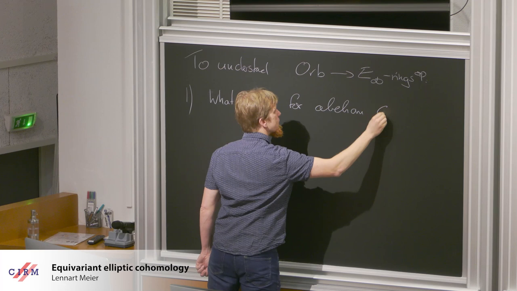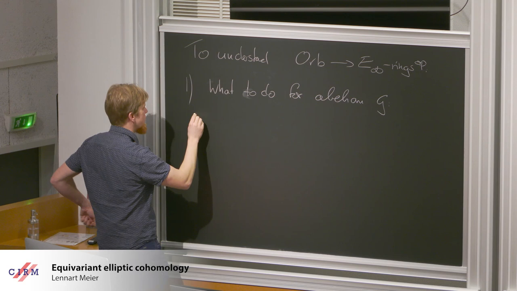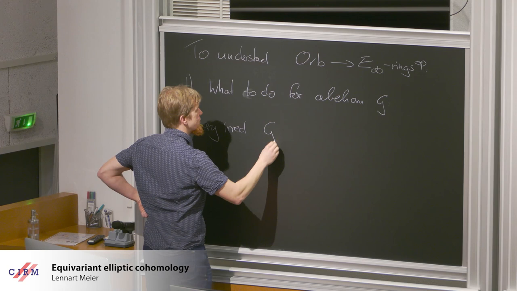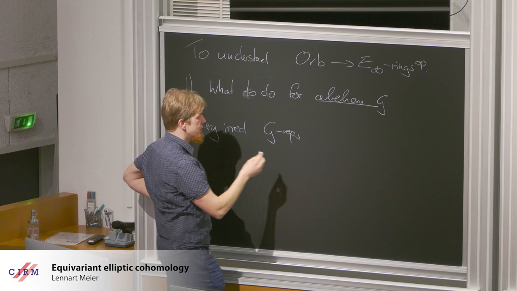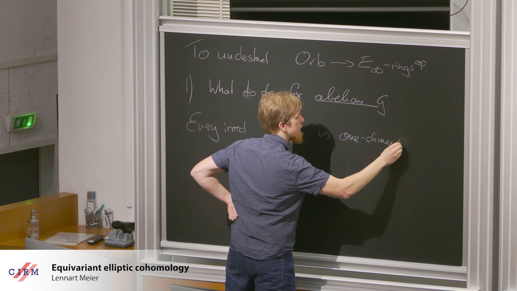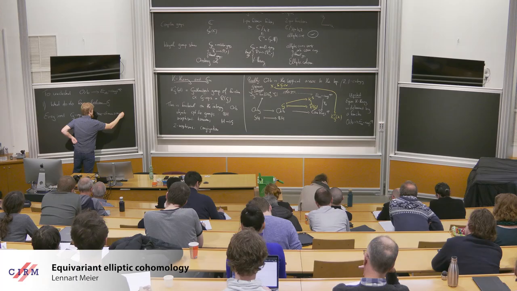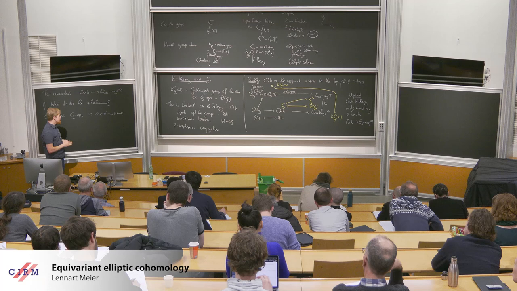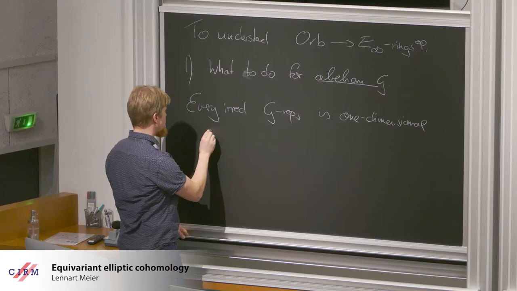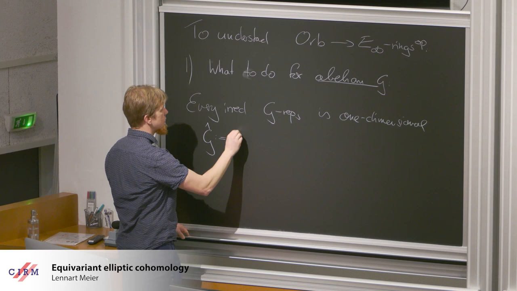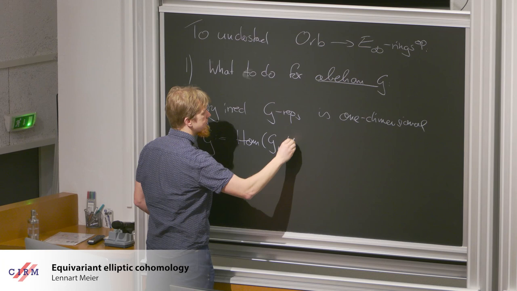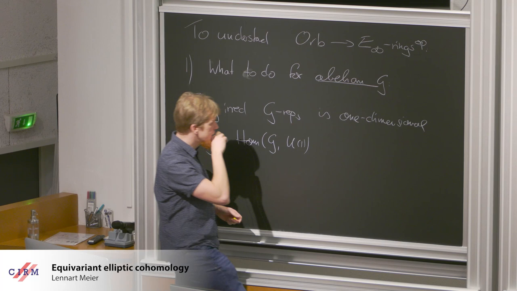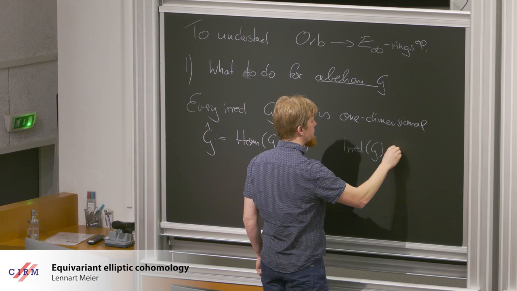There's an extremely classical fact which says every irreducible G representation, in this case of abelian G, is one-dimensional. In general, representation theory is a hard subject, even for compact Lie groups. But for abelian compact Lie groups, it's not so complicated, because every irreducible representation is one-dimensional. If we denote G hat as homomorphisms from G to U1, we can choose them all to be unitary representations. We see that irreducible representations are in bijection with this Pontryagin dual group G hat.